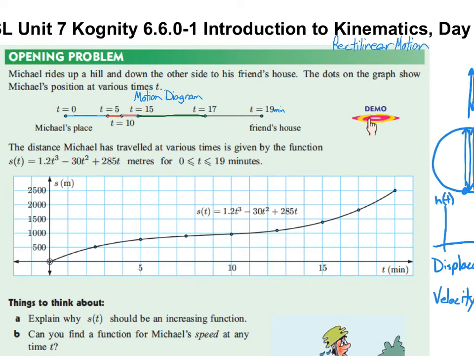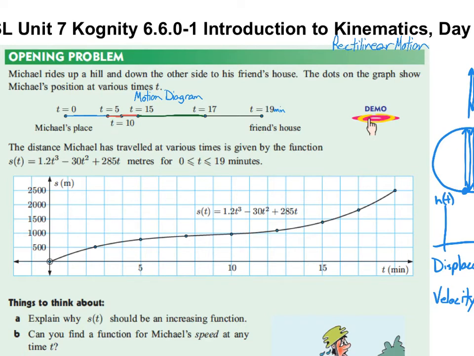Why is it always going to be increasing? Because he's going constantly in the same direction away from his house. Yeah, he's constantly getting further from his house. He's constantly going the same direction. Okay? He doesn't turn around at some point. It's not like he's riding up the hill, up the hill, up the hill.